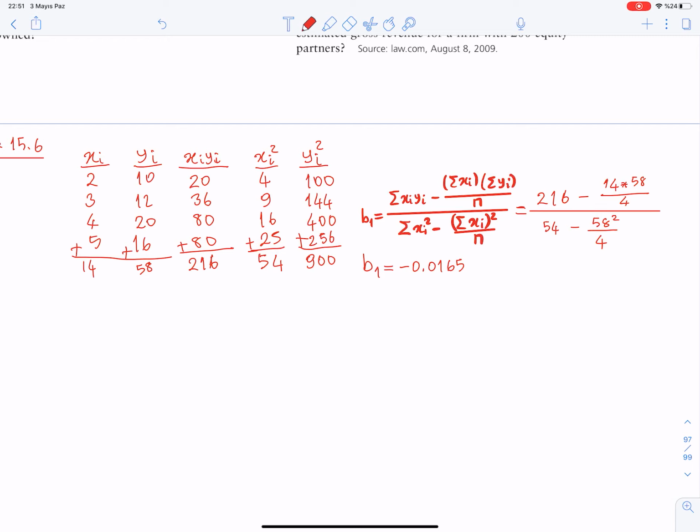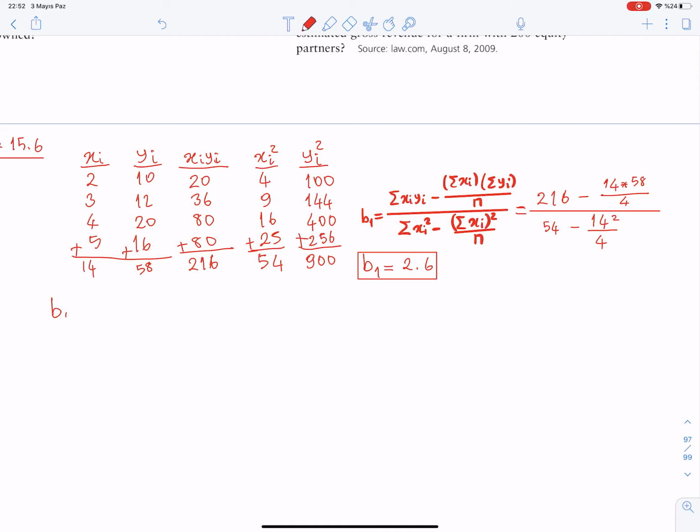I made a mistake. I'm really sorry. This is not the 58. I'm gonna fix this because I need to have 14 square. So the result is, delete this, the result is actually 2.6. So this is B1.